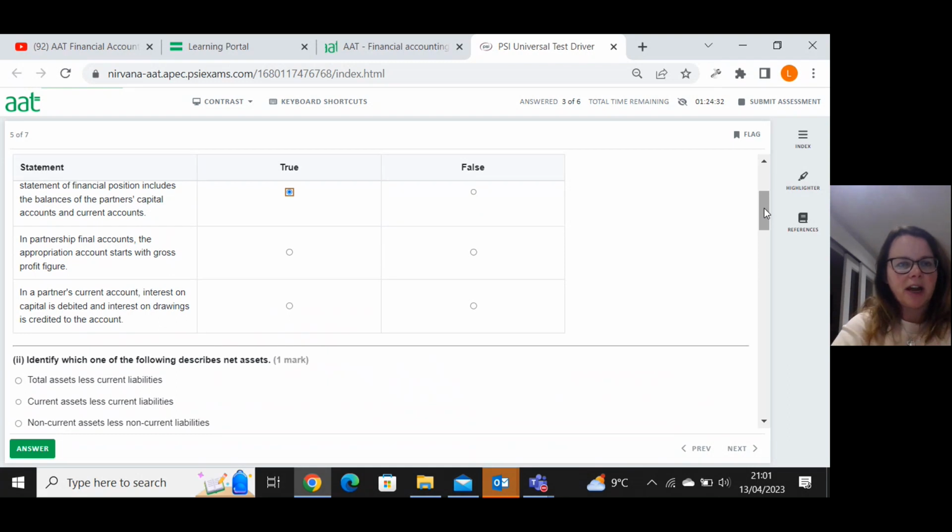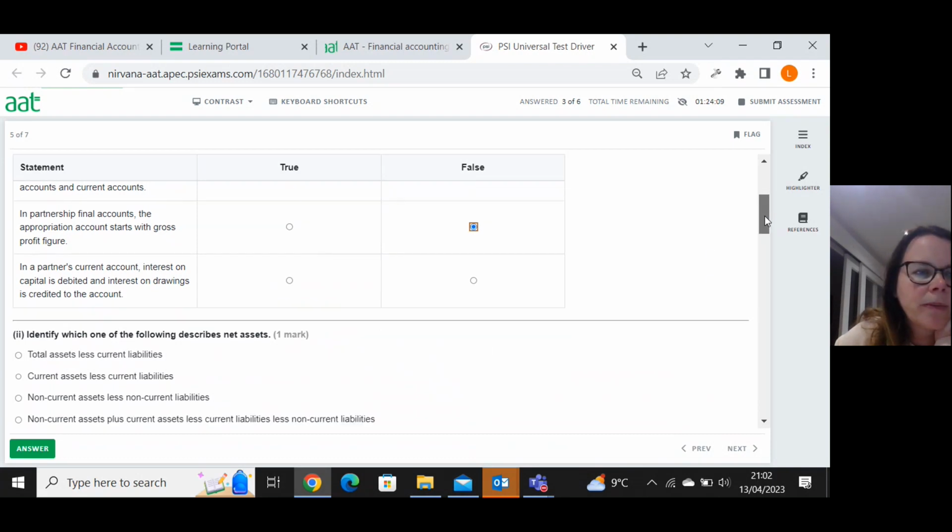In partnership final accounts, the appropriation account starts with the gross profit figure. A gross profit is just the sales take away cost of sales. And that's incorrect because we then take away all your expenses. It's the net profit figure that you need to start with. So that one will be false.